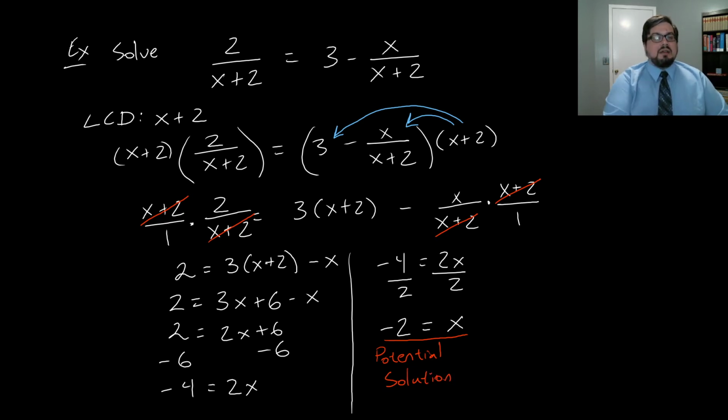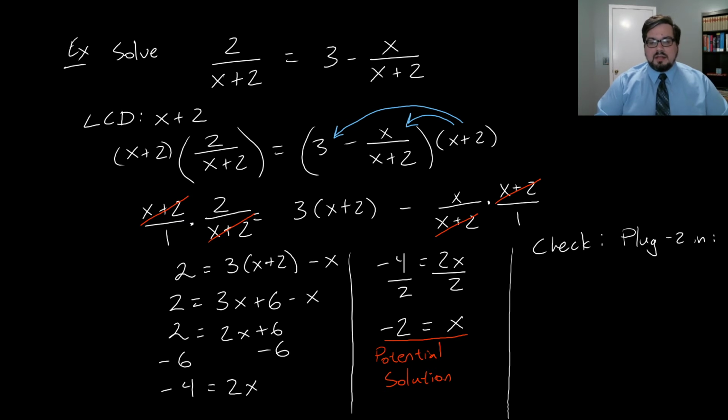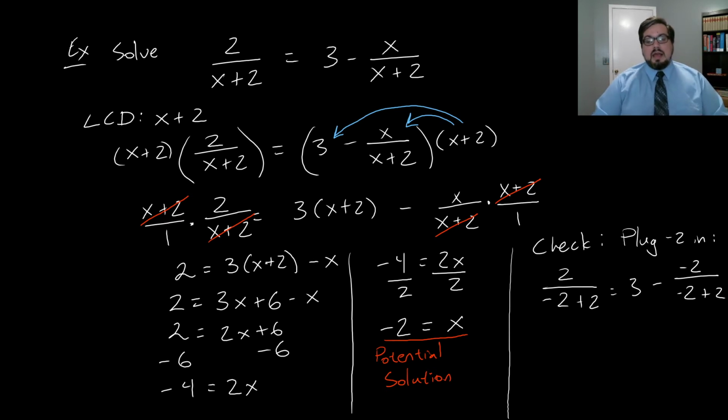What we can say right now is that if any number is a solution to this equation, it has to be negative 2. Certainly no other number could possibly make this equation true, but we do have to check whether this one actually does. So let's check. If we plug negative 2 in, then we'll get 2 over negative 2 plus 2 equals 3 minus negative 2 over negative 2 plus 2. And once again, we're going back and plugging this into the very original equation, the equation we started with before we did any sort of simplification or algebra on it at all. We always need to go back all the way to the beginning.